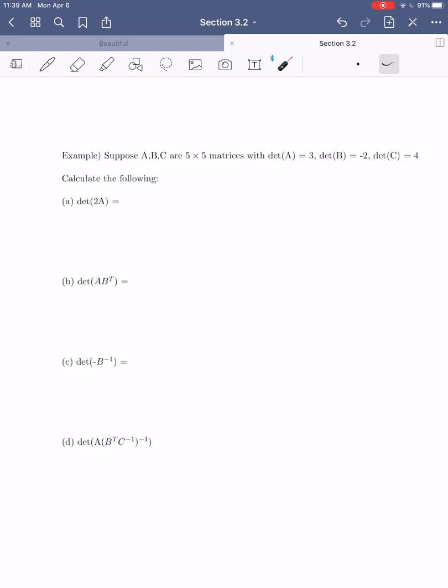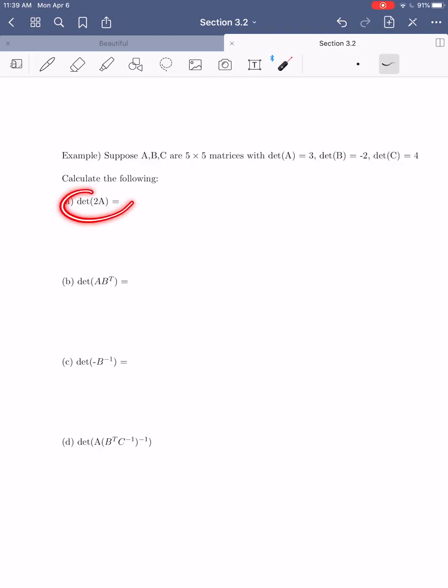So let's go ahead and take a look at this example here. We've got 3 matrices here, A, B, and C. They are all 5 by 5 matrices, and we know that the determinant of A is 3, the determinant of B is -2, and the determinant of C is 4. So we don't know what the matrices look like, but we do know their determinants. And we want to try to calculate the determinants of all these things. Notice that in some of these later ones, you'll see the inverse floating around. Remember, the inverse makes sense because all of these determinants are non-zero, which means that they must have inverses.